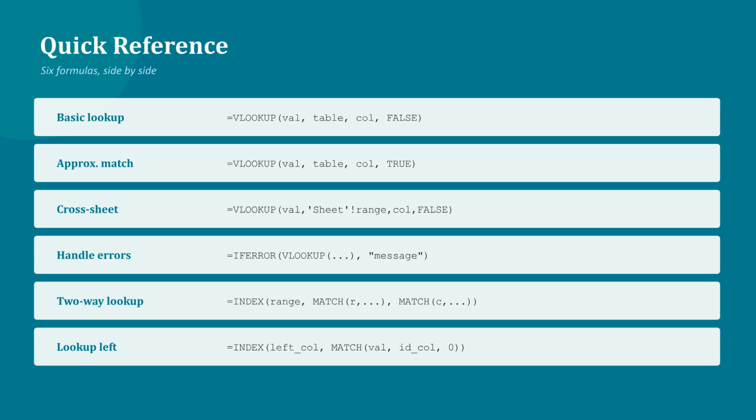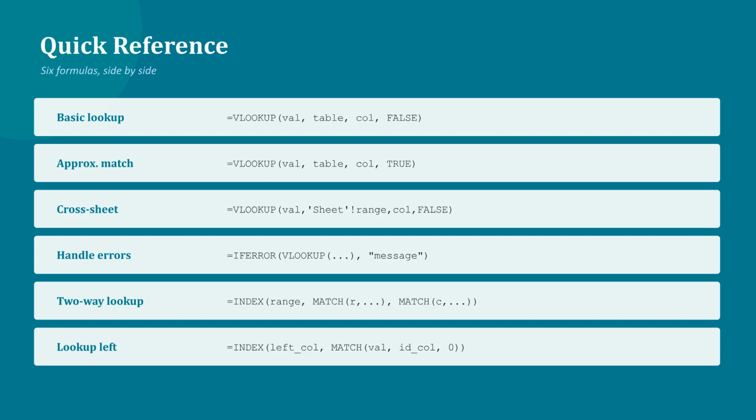And that brings us to our quick reference slide, all 6 formulas side by side for you to bookmark or screenshot. Basic lookup uses VLOOKUP with FALSE for an exact match. Approximate match swaps that FALSE for TRUE for range-based lookups. Cross-sheet lookup adds a sheet name and exclamation mark before the range. Handling errors means wrapping the whole thing in IFERROR with a custom message. Two-way lookup replaces VLOOKUP entirely with INDEX and a pair of MATCH functions, one for the row, one for the column. And looking left uses that same INDEX MATCH pattern, just pointed at a column to the left of your lookup values instead of the right.